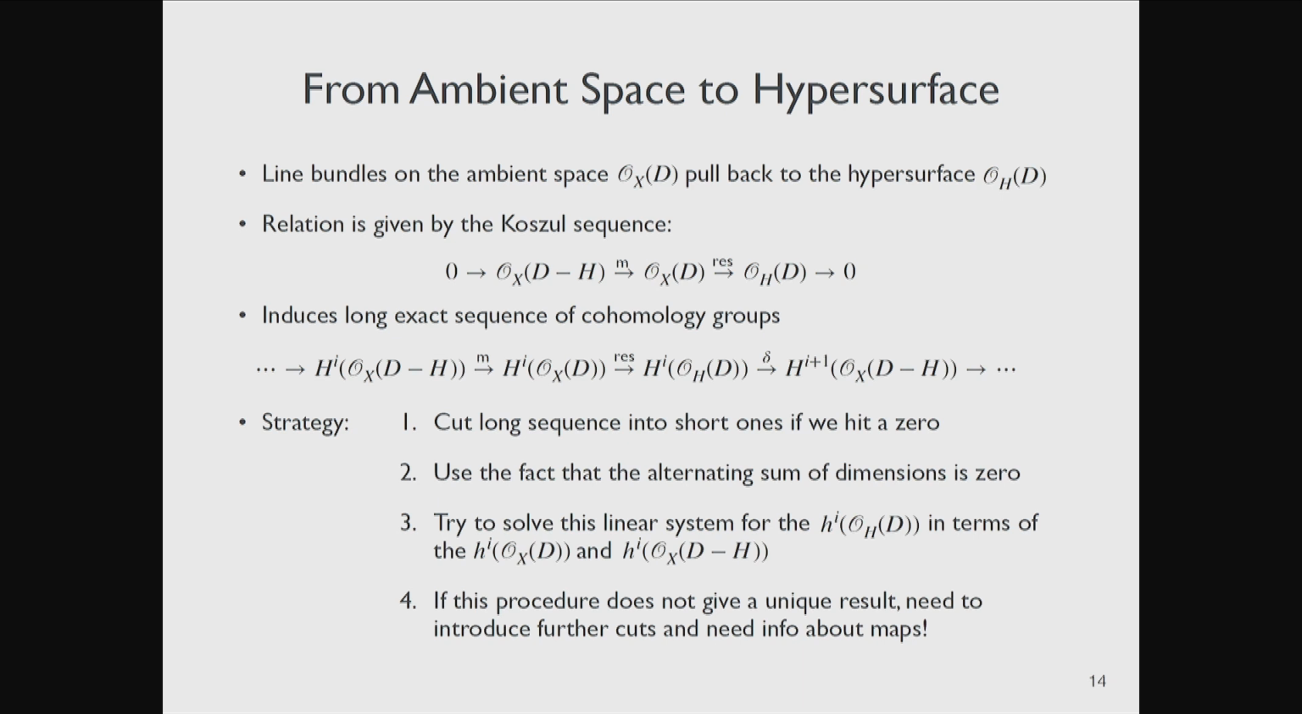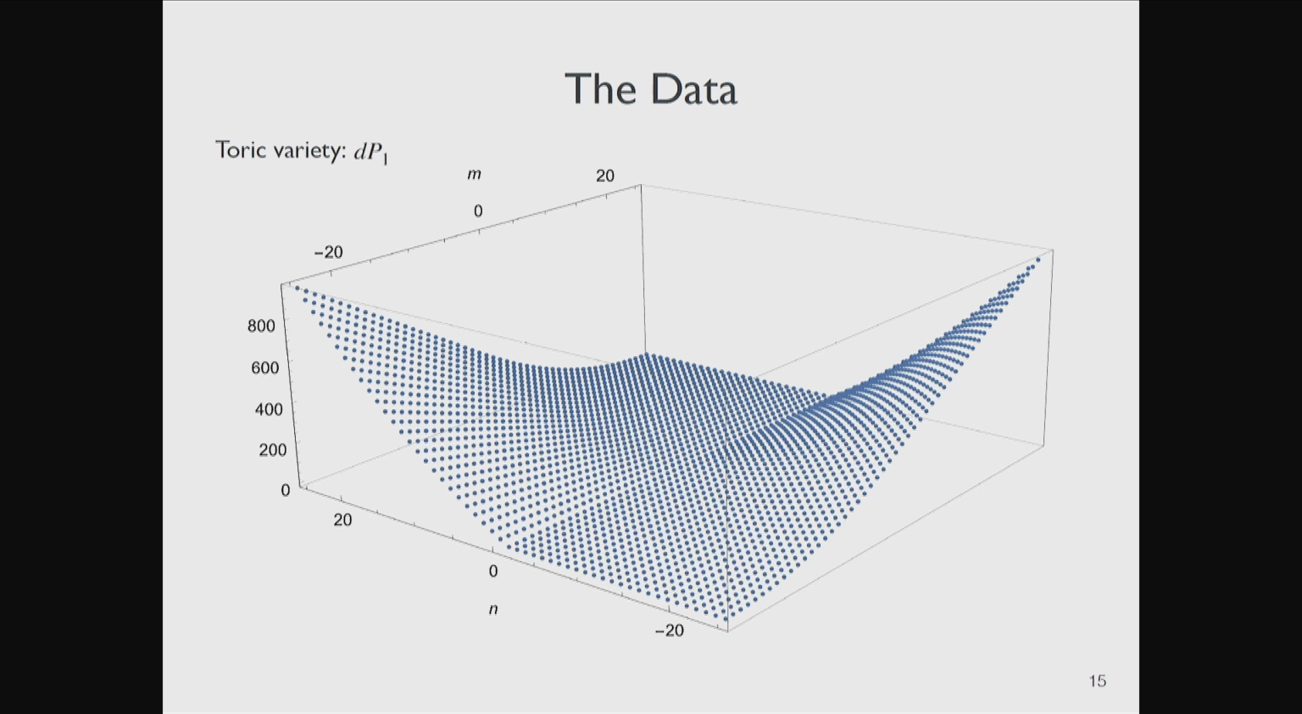And if this procedure does not give a unique result, you need to actually calculate these maps and their images and kernels, but you can also do this. And in this way, you get then the cohomologies on the Calabi-Yau. Okay, fine. So now we have our map from line bundles, which are given by integers, to cohomology dimensions, which are also integers. So this is the data. This is for a toric variety, not for a Calabi-Yau. It's known as the Pezzo surface.